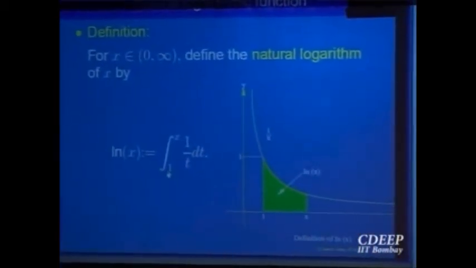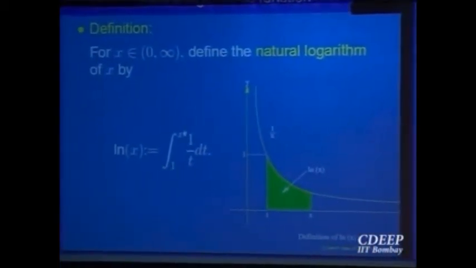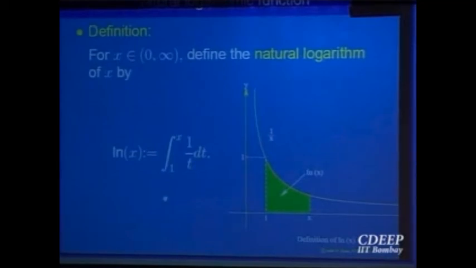The point I have fixed is 1. The integral from 1 to x of 1 over t dt. So this is the fixed point. Go to any point x on the left or on the right. If you are going on the right side, this integral will be a non-negative quantity. If you are on the left side, it will become negative, right? Because the interval will be from x to 1. Okay, so that is the definition.